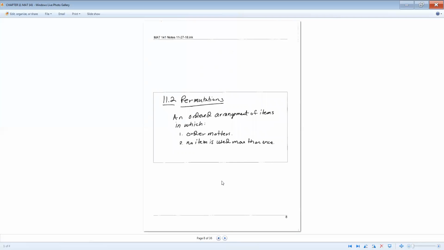All right, so that's it for section 1. Section 2 starts off with permutations, an ordered arrangement of items in which the order matters, or no item is used more than once would be a permutation.